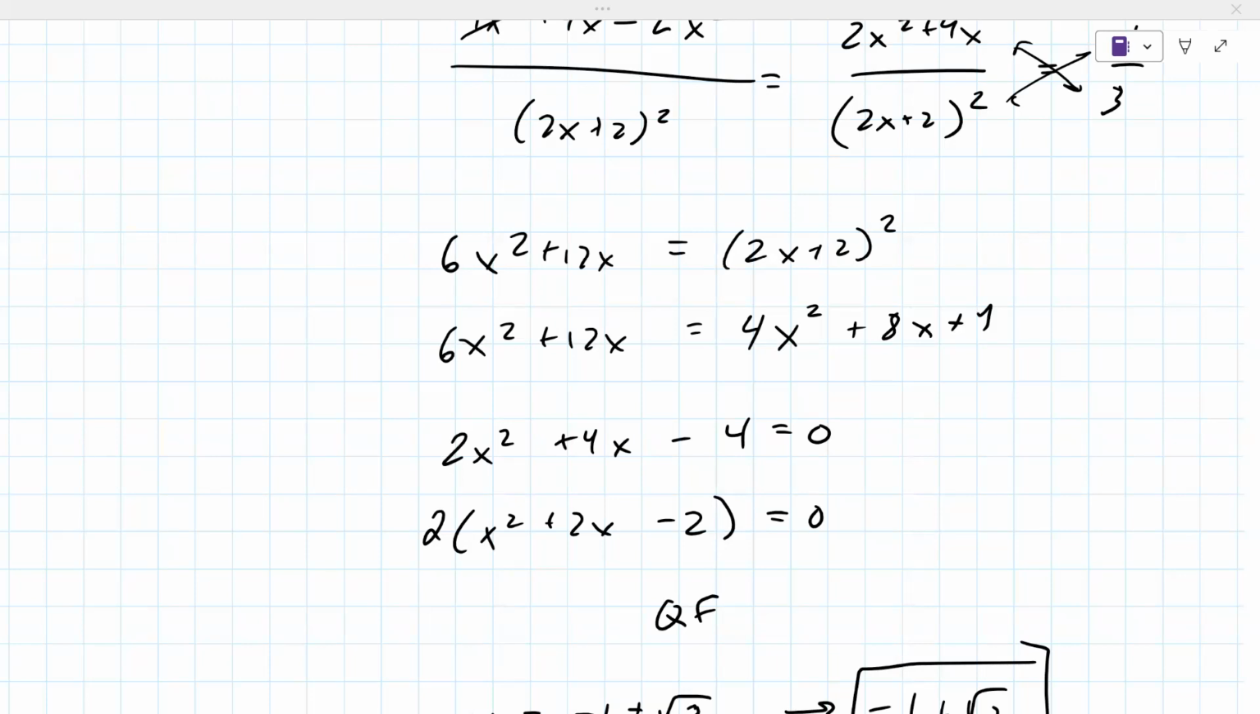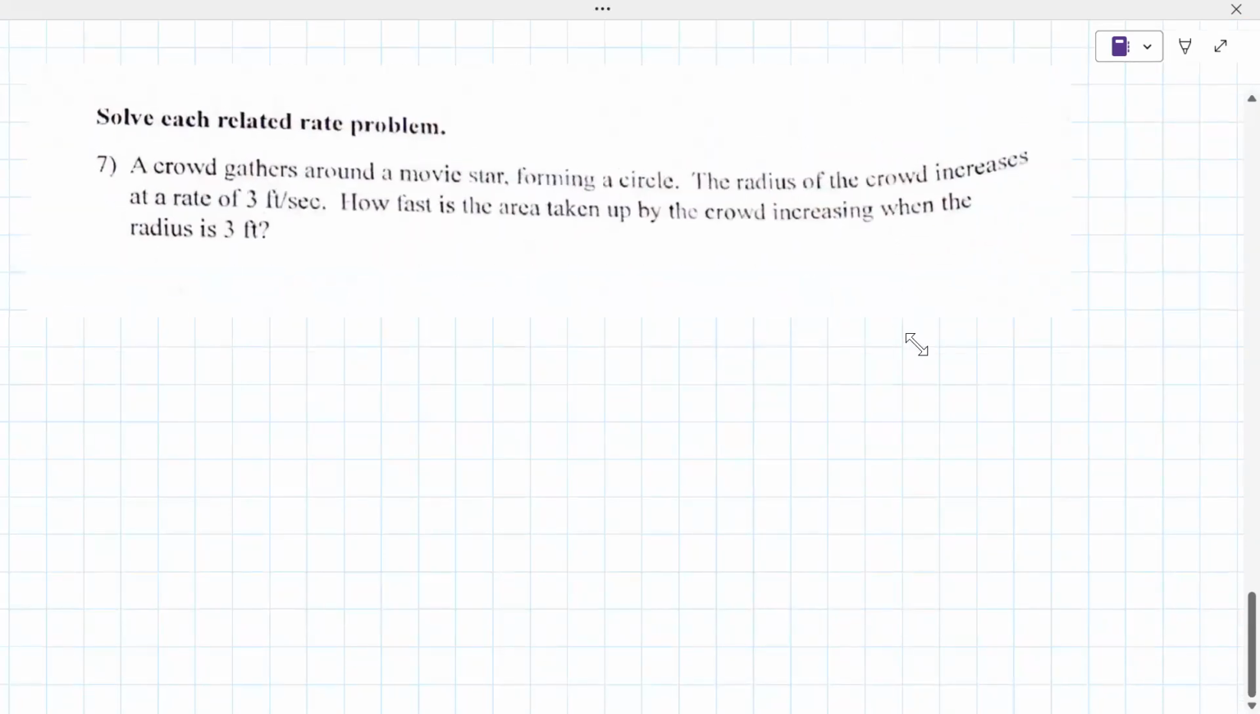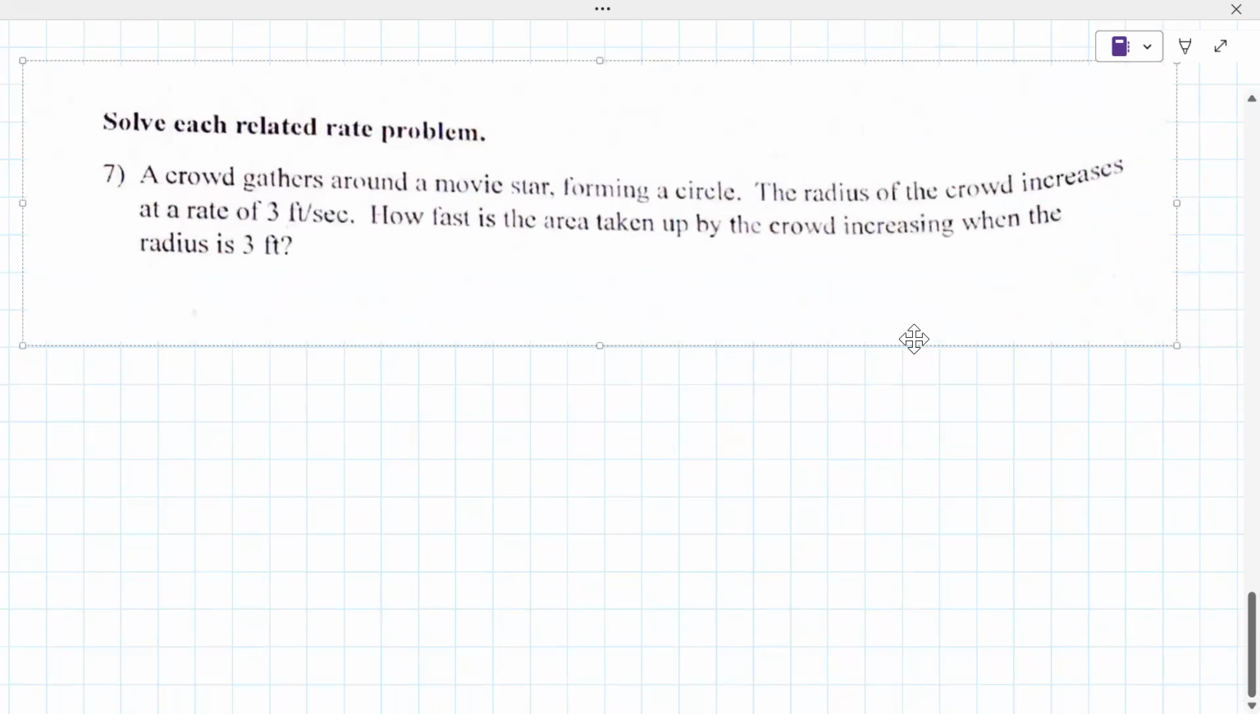Okay, related rates. You could have had a lot of problems in the section on related rates. There's circle problems, there's cube problems, there's triangle problems, ladders.